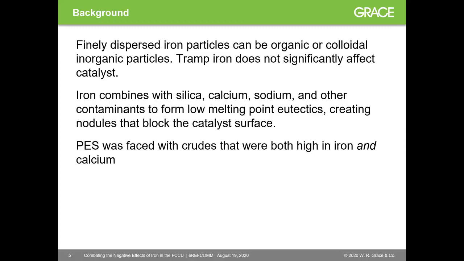Iron may also cause dehydrogenation reactions. However, it's estimated to have 10 times less effect than contaminant nickel. Since PES FCCs had high levels of nickel, up to 5,000 ppm, the dehydrogenation reactions separately attributed to iron were not apparent. As we'll see in the next slide, the refiner did face high levels of calcium during these iron events.